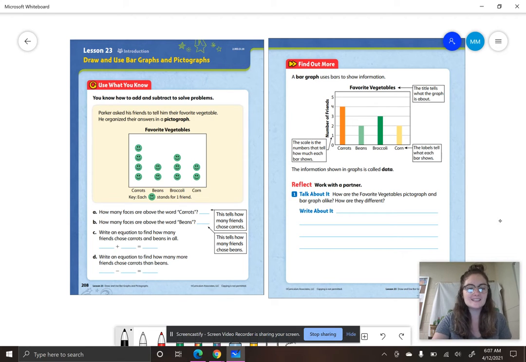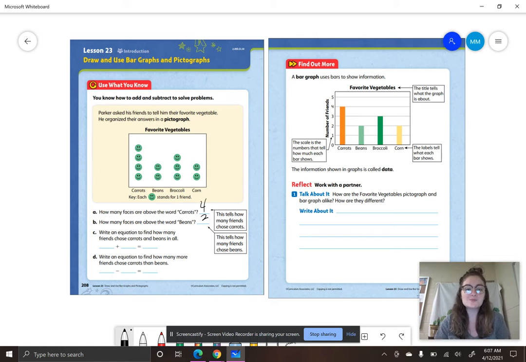So letter A says, how many faces are above the word carrots? This tells how many friends chose carrots. How many friends chose carrots, Smarties? We had 4 friends choose carrots. Letter B says, how many faces are above the word beans? How many friends chose beans? We had 2 friends. Remember, each smile stands for one friend.